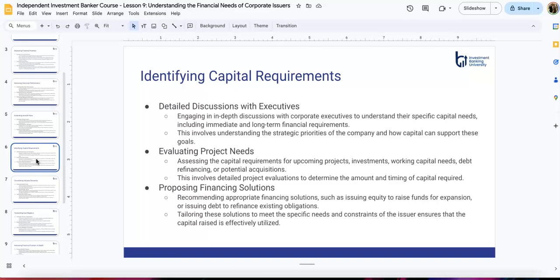When we're talking about identifying capital requirements, detailed discussions with executives happen. We need to understand exactly the specific capital needs, including immediate and long-term financial needs. We also need to understand specific project needs, so upcoming projects such as working capital, debt refinancing, potential acquisitions, etc. And then we start getting into the solution mapping, where we're proposing financing solutions: issuing equity to raise funds for expansion, issuing debt to refinance existing obligations.